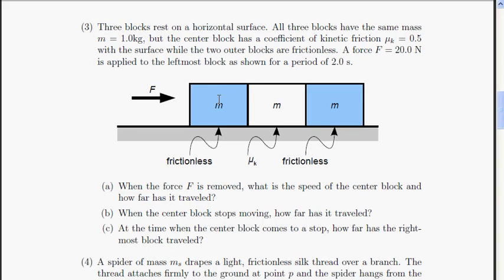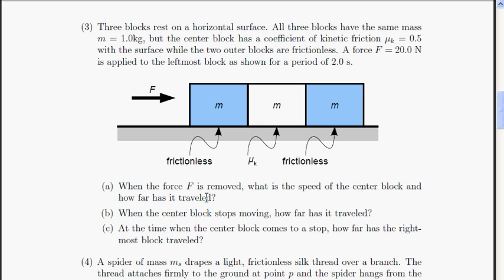Alright, problem 3. We have these 3 blocks resting on a horizontal surface, all of the same mass. The center block has a coefficient of kinetic friction, while the other 2 blocks are frictionless. So, apply a force for 2 seconds, let it go, and we have to answer questions about what's going on.